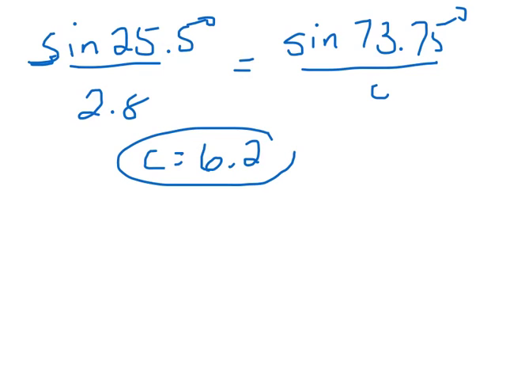Basically, you're just making these proportions and seeing what piece is missing. And don't forget, if you're given two angles, you can find the third angle really easily. So really, you should only have to do the proportion twice, even if there's three pieces of missing information here. Okay, so let's see.